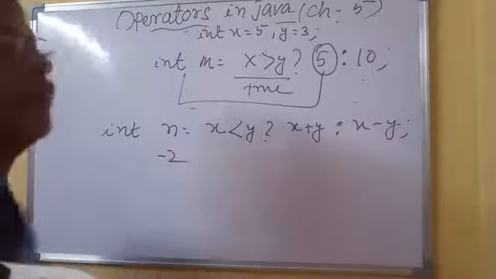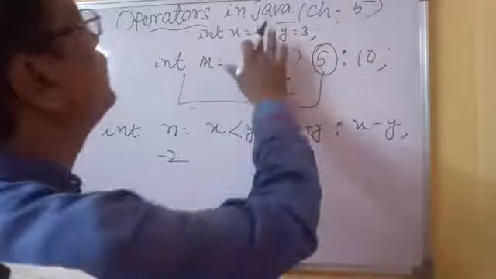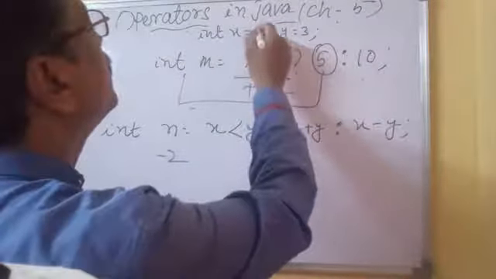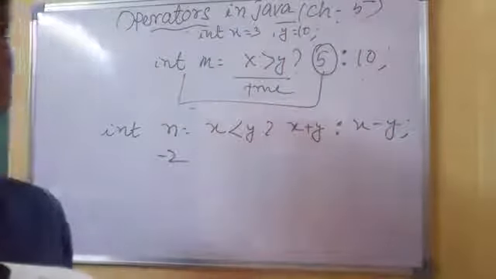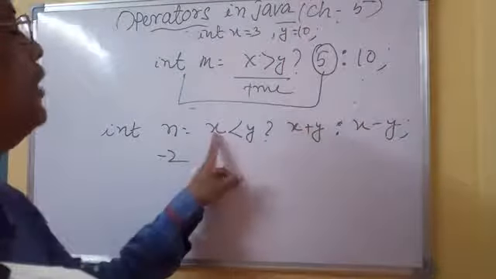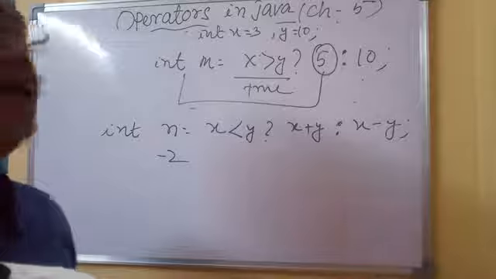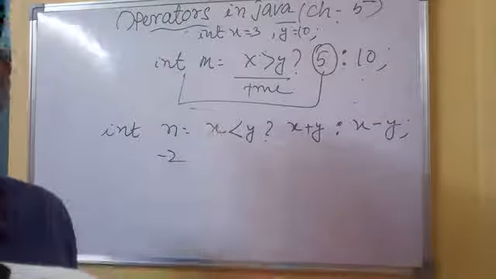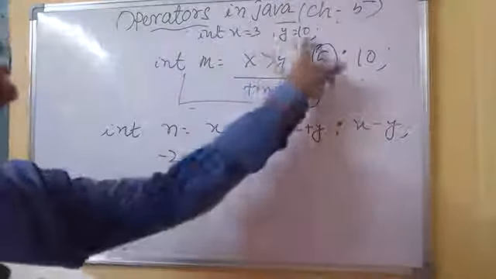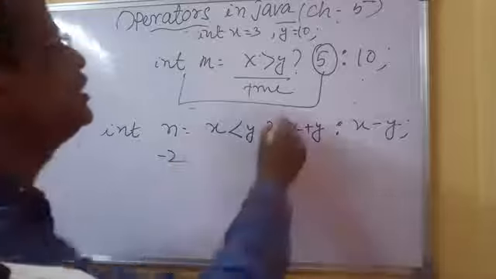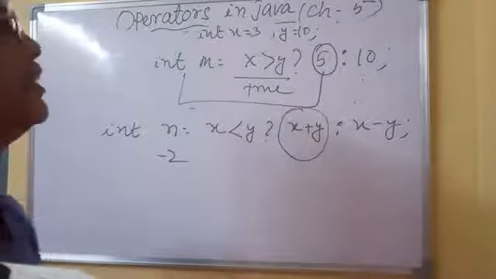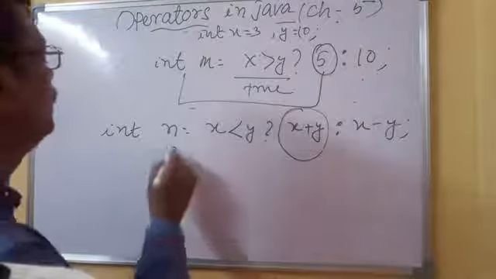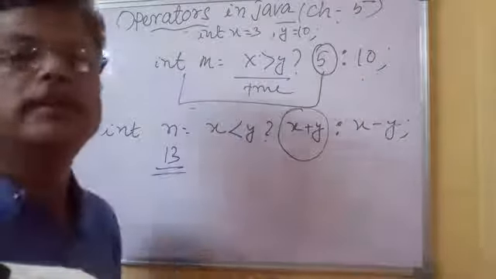The answer is 2. If you change it, suppose x is 3 and y is 10, we will change the values. Then the x value is less than y, so it is true, because it is 3 and it is 10. True means this part will execute. So it will add x plus y, that means 13. It will store 13 here. Clear? Clear about it?